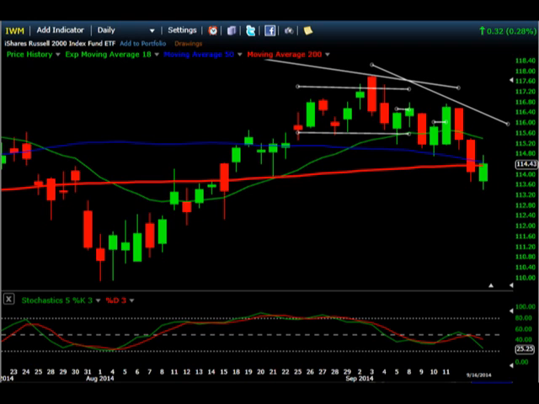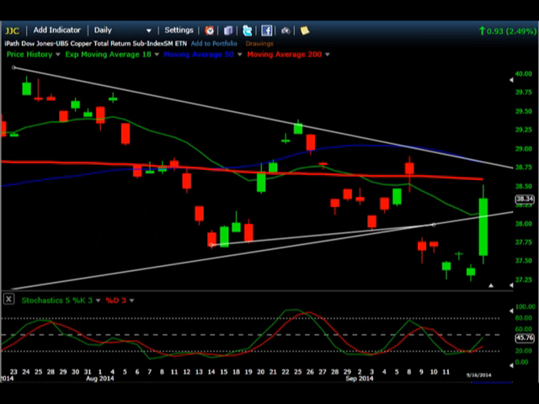All right, so now I'm going to go through the sectors really quick here, starting with the leading sector down to the lowest sector of the day. So the winner for today is copper. JJC had the biggest move, as you could see, 2.49%. Okay, keep in mind it's still trading under the 200-day moving average here. All right, so it's not enough to get me excited.